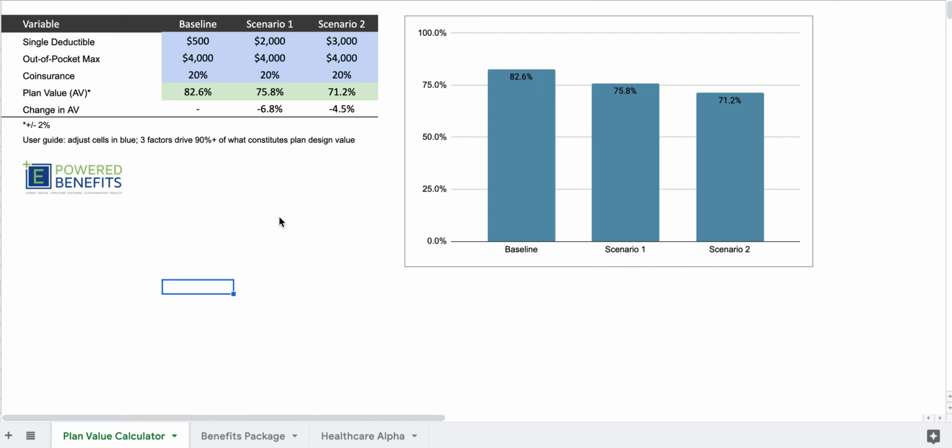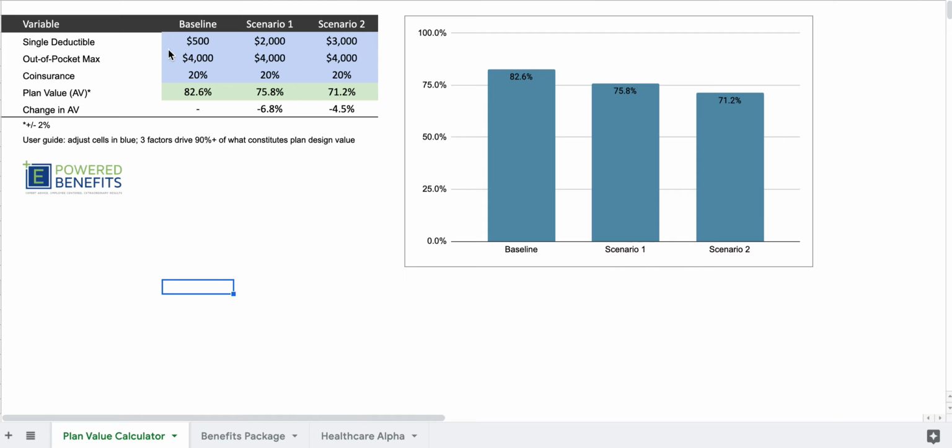Okay, this is a simple tool with some novel approaches to plan value calculations, how to rate a benefit package, and also looking at kind of a more book of business summary of results. So the first one is pretty simple. There's three scenarios: the baseline, scenario one and two. Here you just input three variables for the plan design.